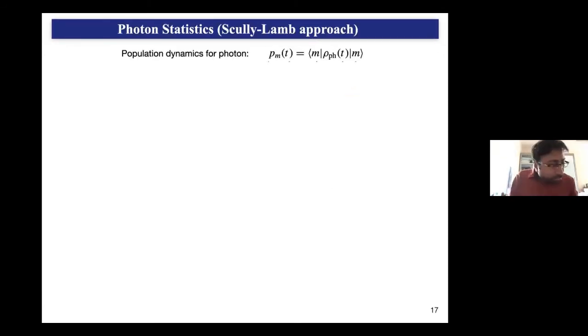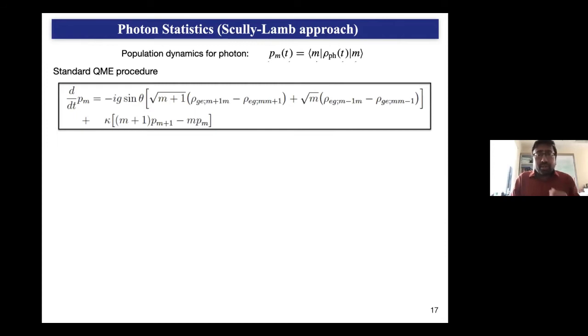Now let me move to another interesting part. So far what we did is a semi-classical limit of this whole problem. We got a threshold condition beyond which we cannot trust the result. And more than that, what we were interested in is to learn about the statistics of the photons that are coming out from the cavity. So then what you have to do is essentially write down a population equation for the photon, for the cavity mode.